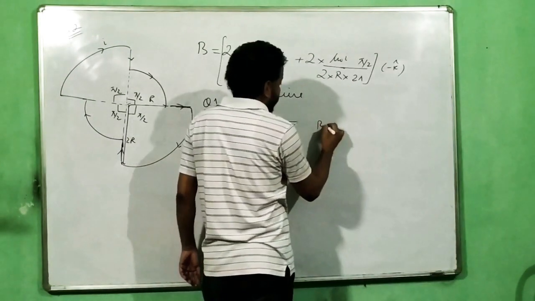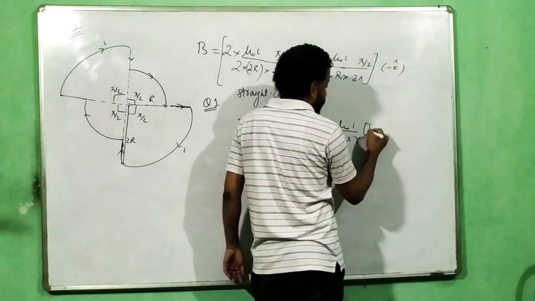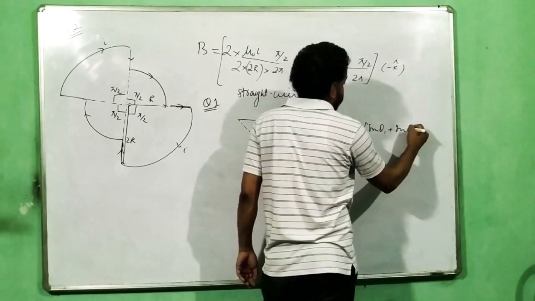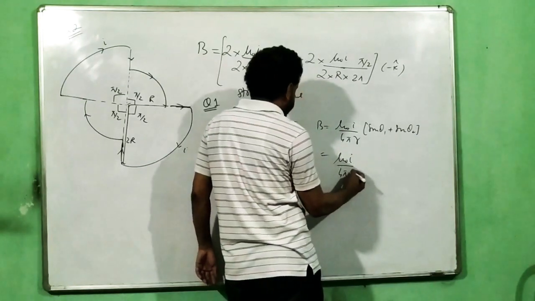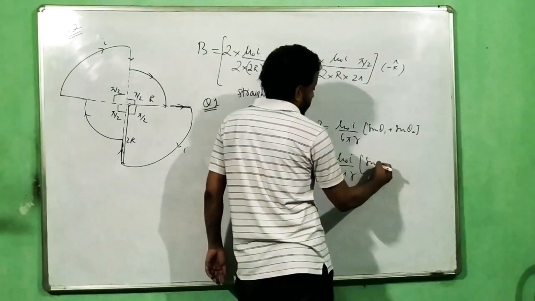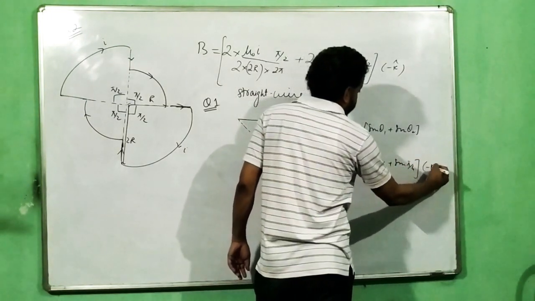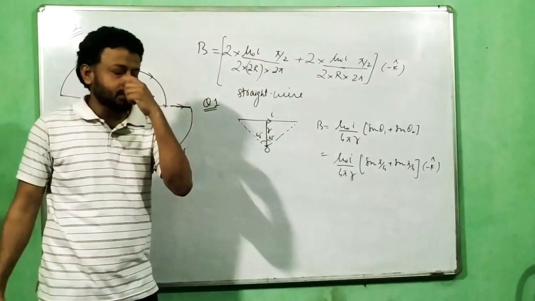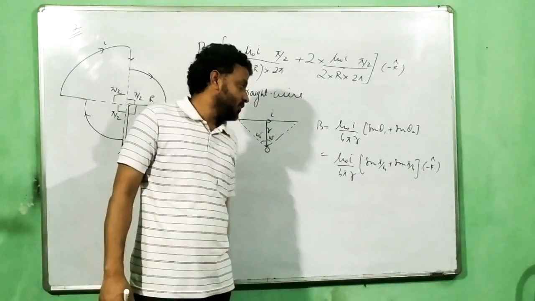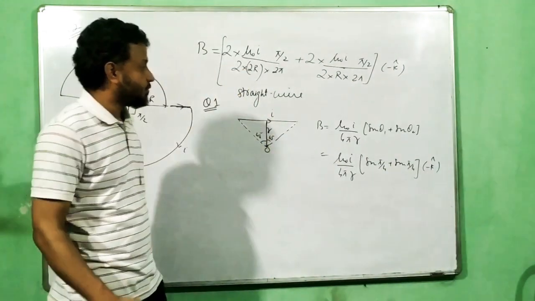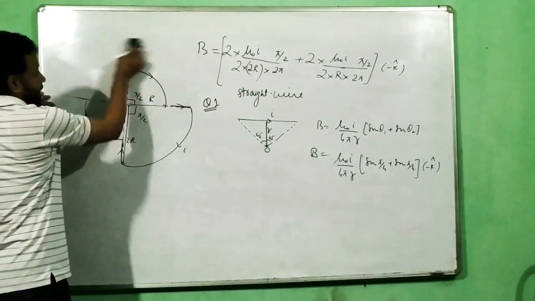Now what is the formula? Formula is mu naught I by 4 pi r times sine theta 1 plus sine theta 2, and that is equal to mu naught I by 4 pi r, where the angles given are sine pi by 4 plus sine pi by 4, direction minus k cap. Now just put the value: sine 45 is 1 by root 2, so 1 by root 2 plus 1 by root 2 is 2 by root 2, and then you simplify, that will be your final answer for magnetic field. Okay, that is a finite straight wire.